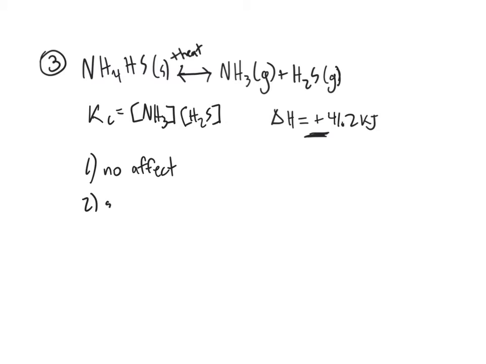The effect of removing H2S would be that it would shift right until equilibrium is restored, because H2S is a product. And the effect of decreasing the volume: the reaction will shift to the side with fewer moles, and the reactant side has 1 mole of gas and the other side has 2 moles, that means it will shift left.